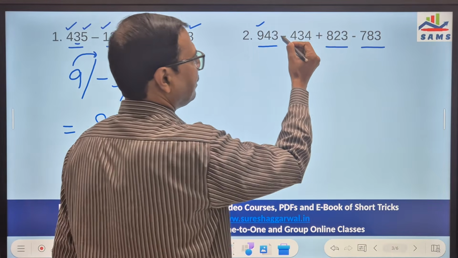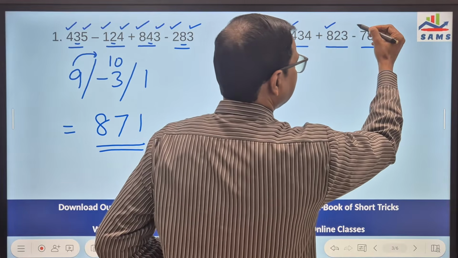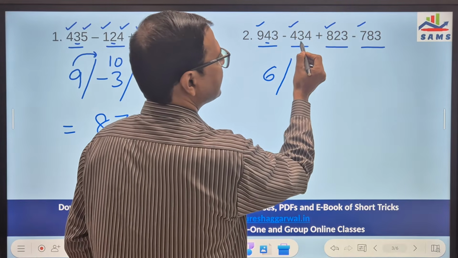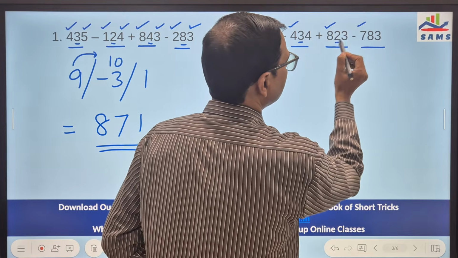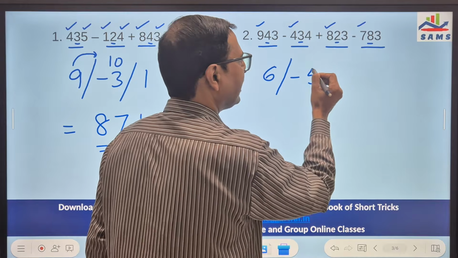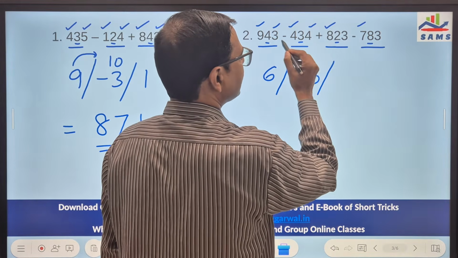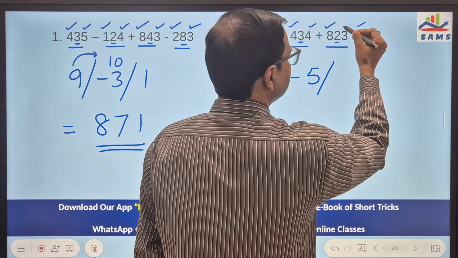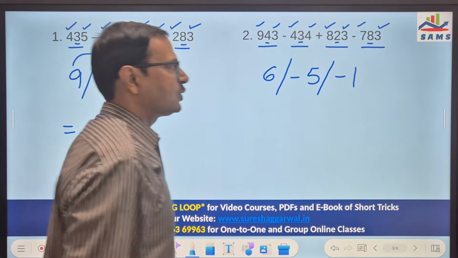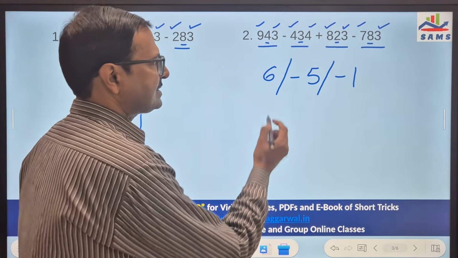So 9 minus 4 is 5, 5 plus 8 is 13, 13 minus 7 is 6. Second digit, 4 minus 3 is 1, 1 plus 2 is 3, 3 minus 8 is minus 5, so we have a negative number. 3 minus 4 is minus 1, minus 1 plus 3 is 2, 2 minus 3 is minus 1. So we have two numbers which are negative. Never mind, let's see what happens.